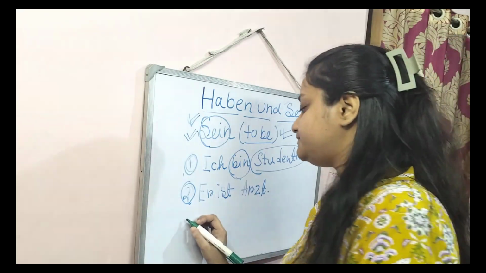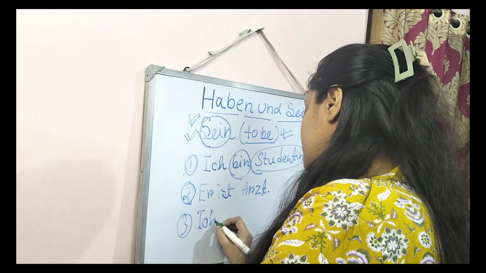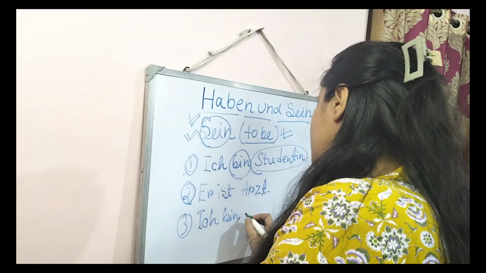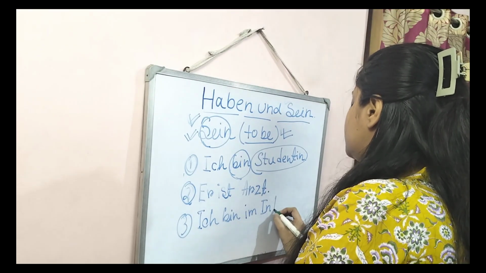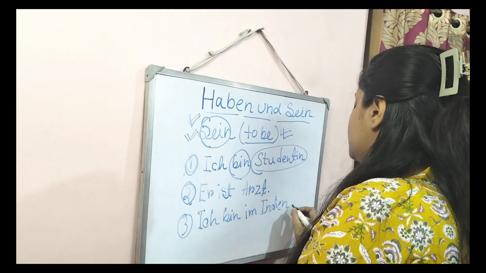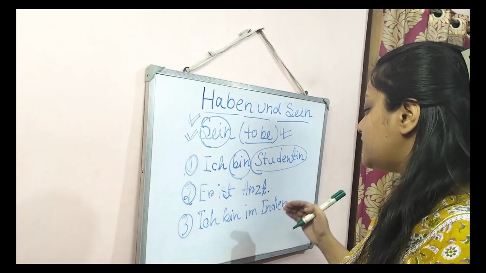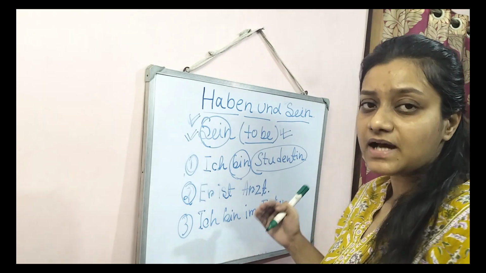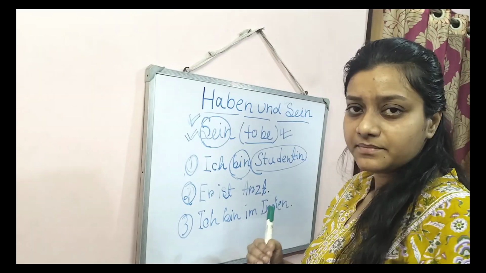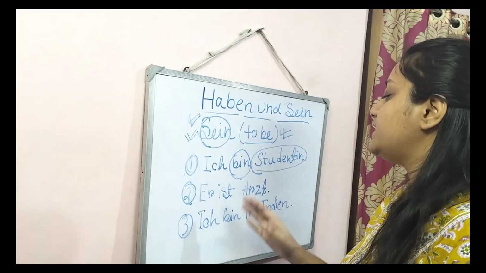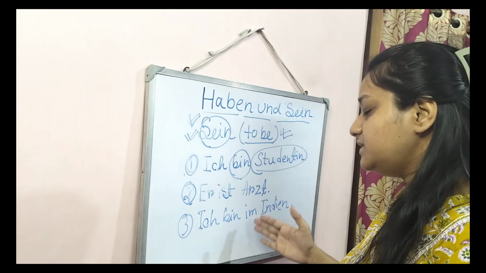So for location: Ich bin in Indien. It means I am here, I am in India. Ich bin in Indien means मैं इंडिया में हूँ. Er ist Arzt. He is a doctor. Or I am in India.